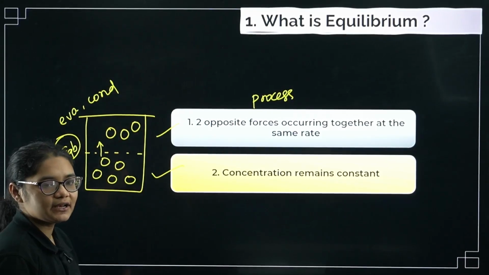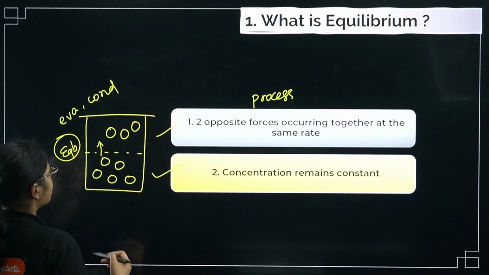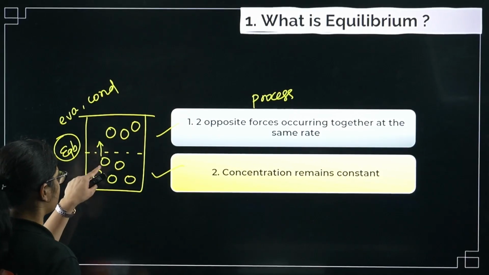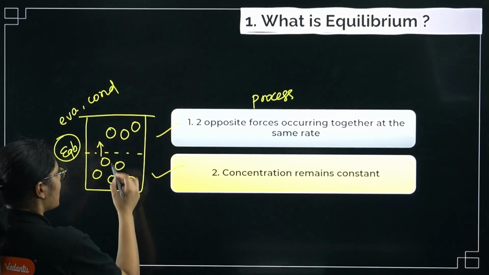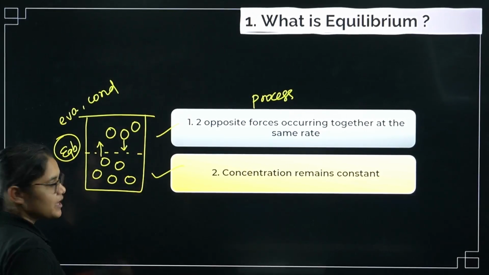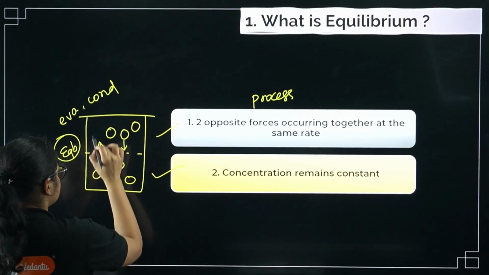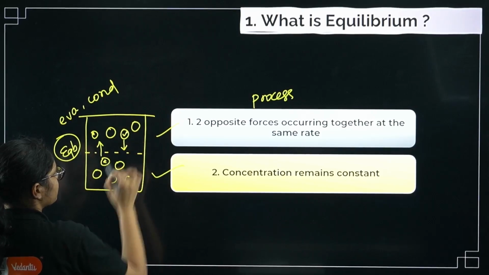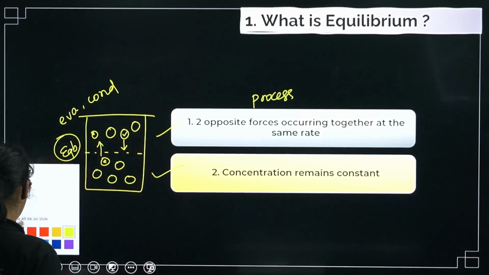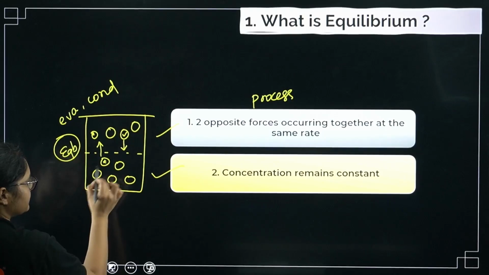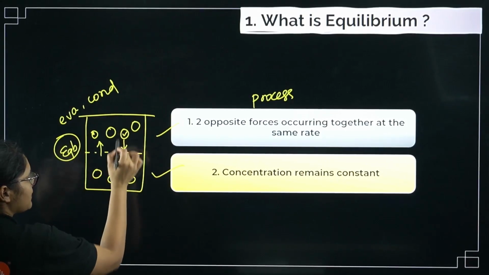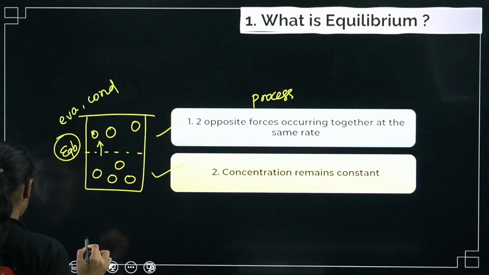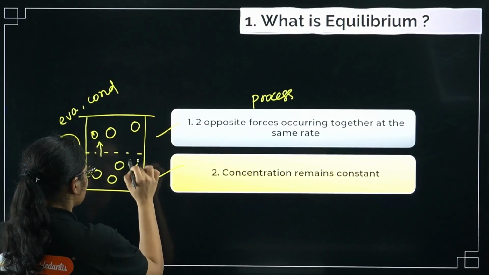In evaporation, one of the particles moves to the vapor phase, while the other particle comes to the liquid phase. Now suppose one particle has gone to the vapor phase. I'm marking this particle with a star, and this one with a tick, just to understand. This particle has gone to the vapor phase, so I can erase this one. Now this particle is coming to the liquid phase, so this one will be here with this one.